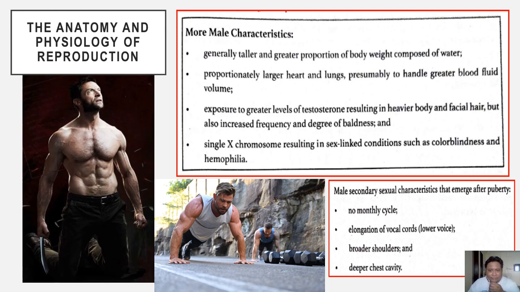Secondary sexual characteristics that emerge after puberty: males have no monthly cycle, unlike females, and also there is the elongation of the vocal cords. That's why on the front of your neck there is the Adam's apple, and it results in a lower voice. The next ones are broad shoulders and a deeper chest cavity.